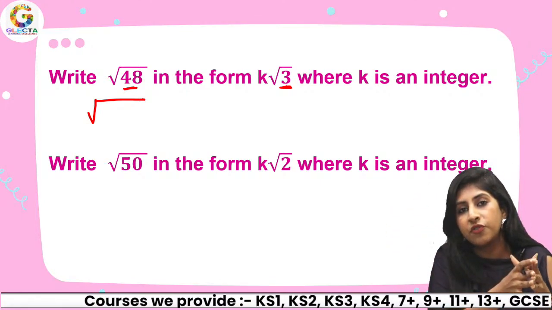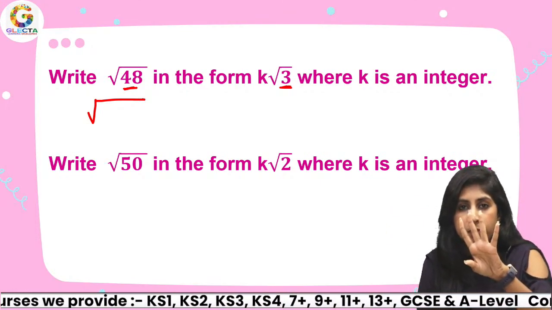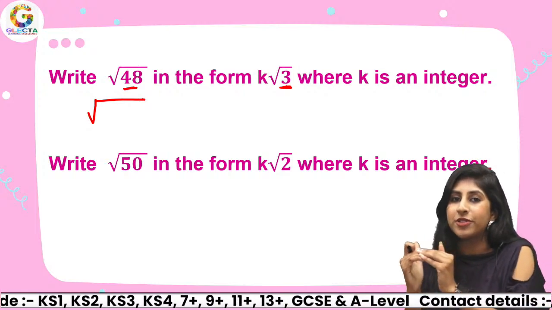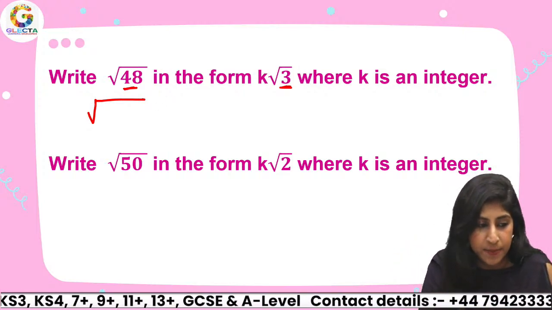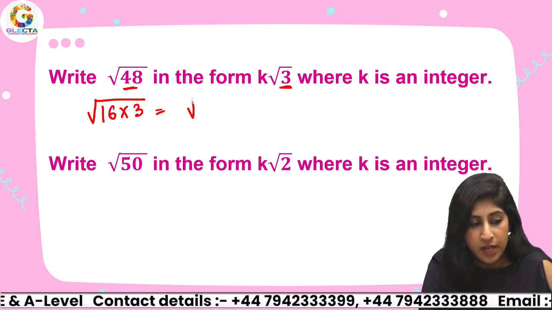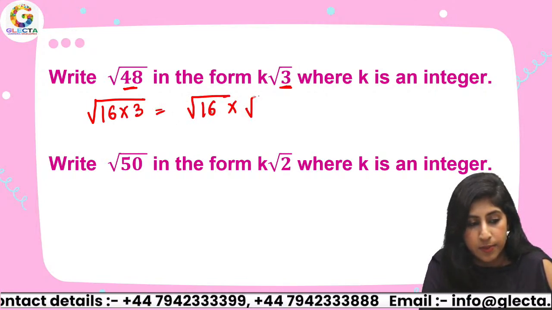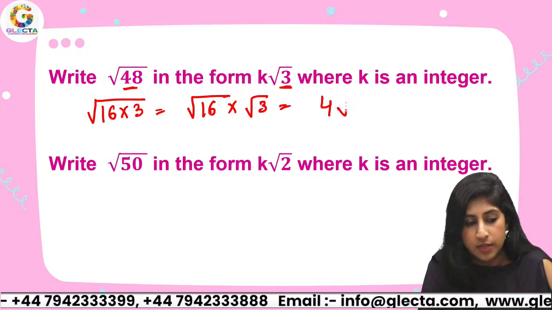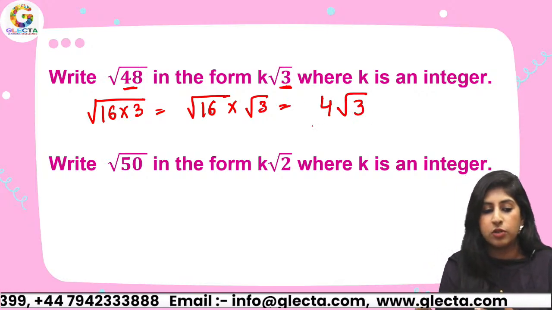And square root of 16 is 4. So I got my answer, 4 surd 3. Alright, let me write down the steps for you now. So surd 48 can be written as 16 times 3. I've done square root 16 times square root 3. Square root 16 is 4, and 4 times surd 3.